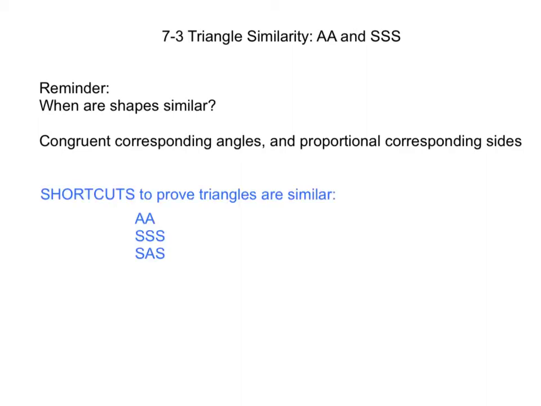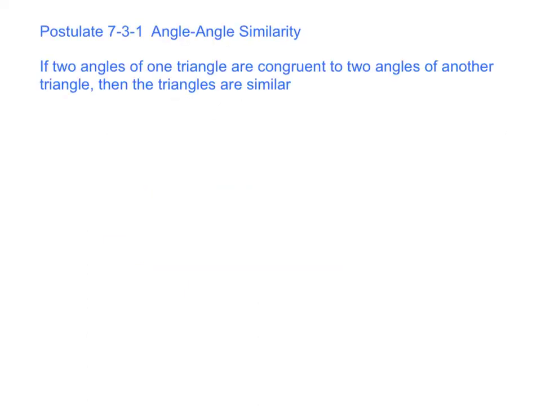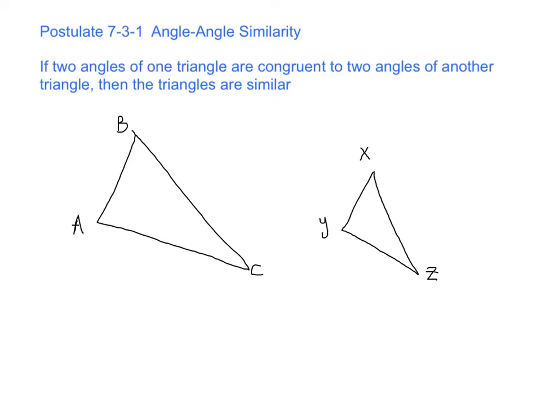The three shortcuts that we can use to show that triangles are similar are angle-angle, side-side-side, and side-angle-side. Today we're just going to talk about the first two, and we'll talk about the last one later on. Our first shortcut is postulate 7-3-1, angle-angle similarity. It says that if two angles of one triangle are congruent to two angles of another triangle, then the triangles have to be similar. Just to demonstrate this postulate, we can look at triangle ABC and triangle XYZ.